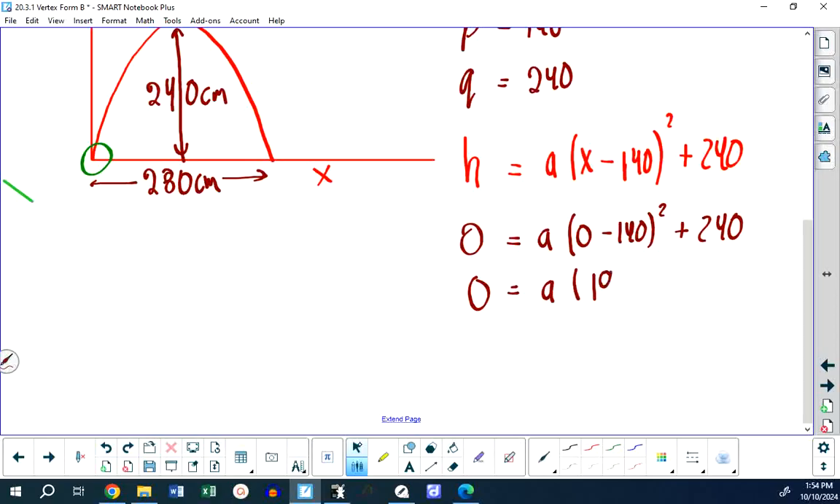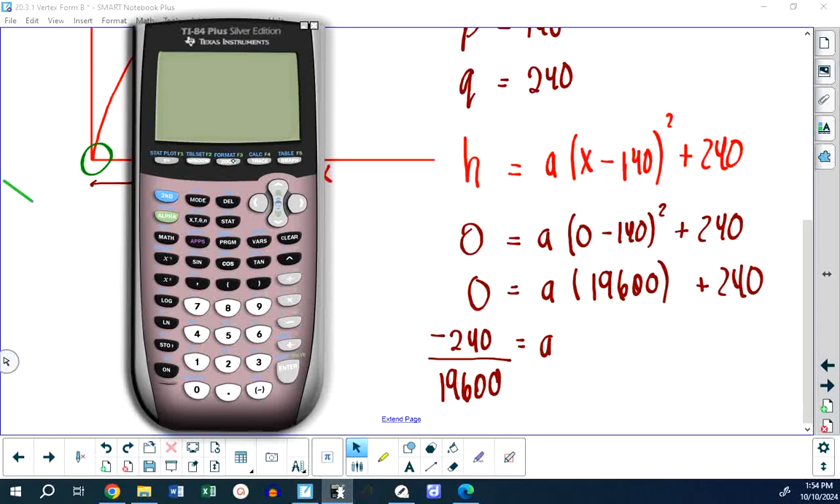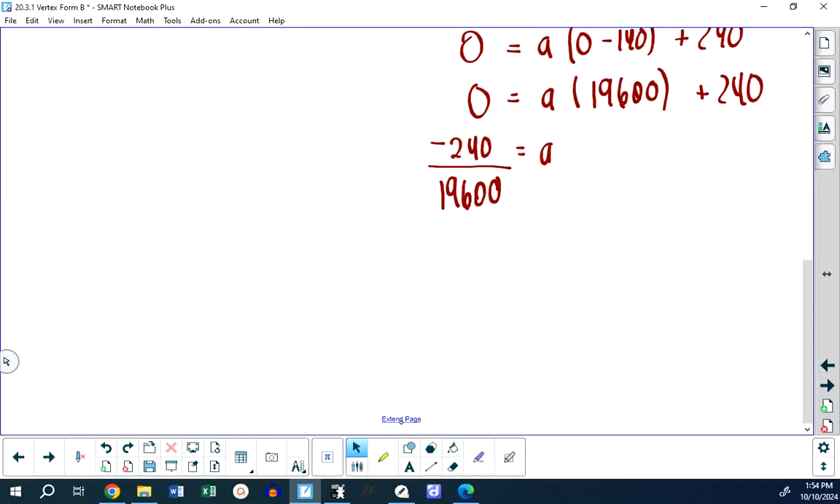I'll test my mental math today. 140 squared is 19,600. So I need to subtract 240 and divide by 19,600. And because it's the last school day of the week of a long weekend for you guys, I don't see any reason why we need to stress our brains in reducing that down. Negative 3 245ths.